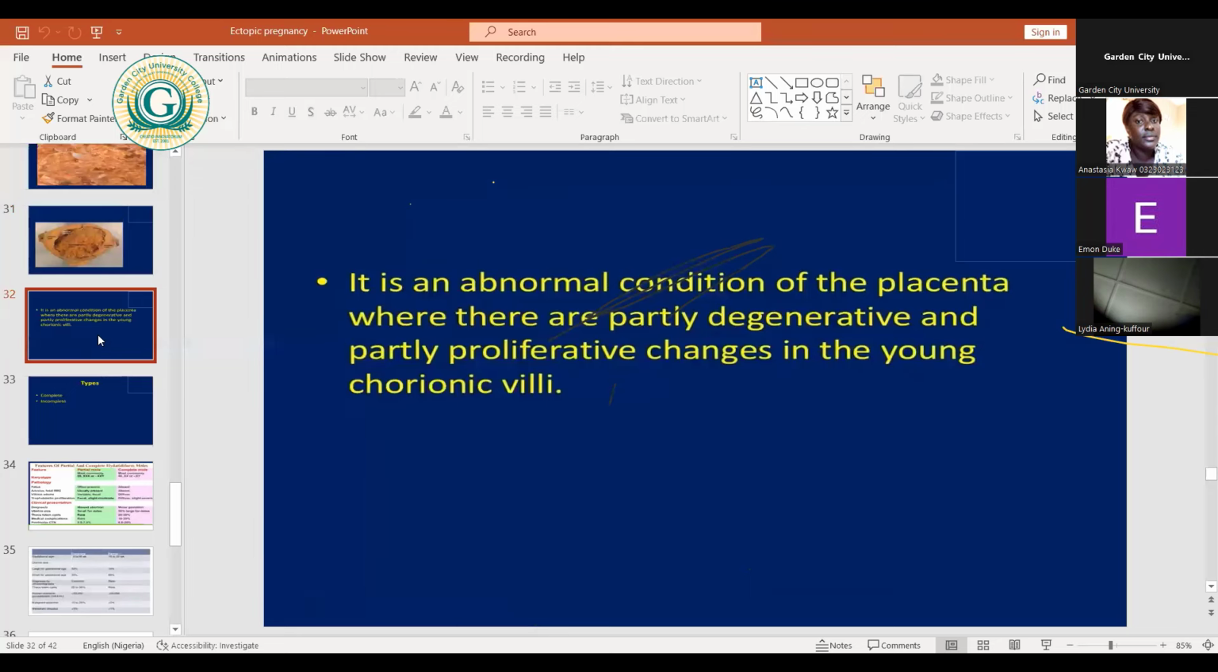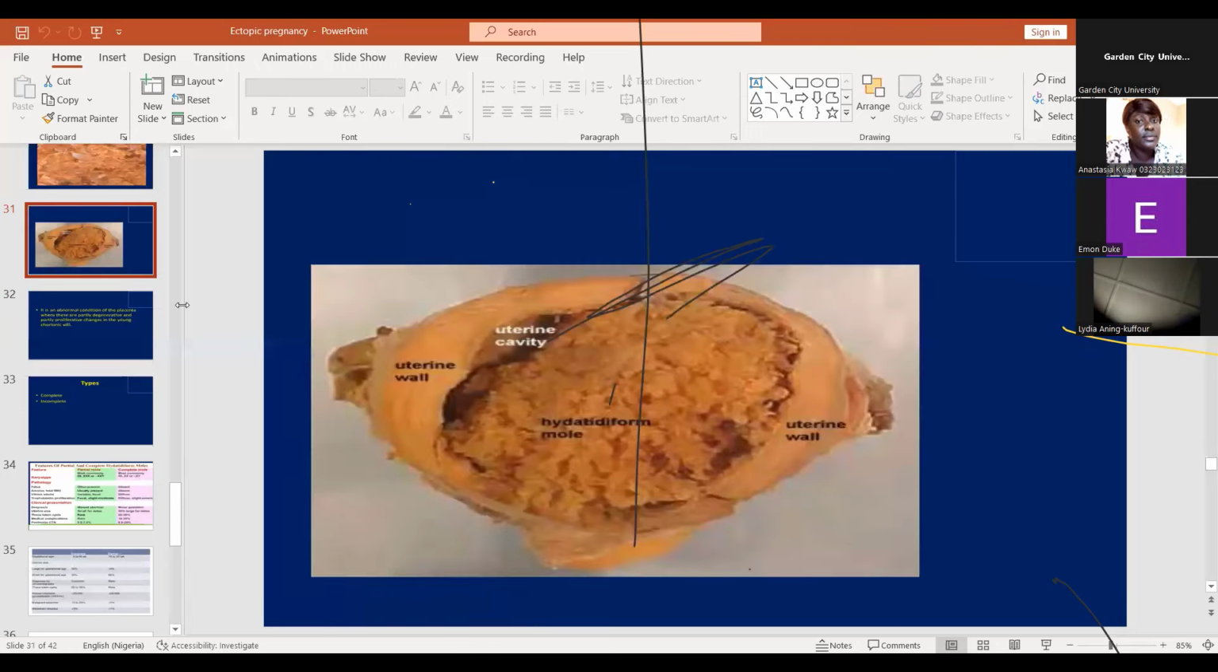Hydatidiform mole is an abnormal condition of the placenta where there are partly degenerative and partly proliferative changes in the young chorionic villi. You all know what a chorionic villi is. A chorionic villi is the part of the placenta that takes the nutritive function of the placenta. And when it becomes like this, of what use will that be?